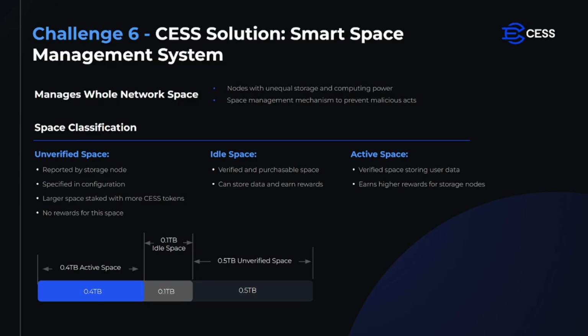The Smart Space Management System classifies storage space into three categories: unverified space, idle space, and active space. Unverified space is initially reported by the storage node and specified in the node's configuration. Nodes must stake 4,000 CESS tokens per terabyte of unverified space, but this space does not earn rewards until it is verified. Idle space is verified by the CESS network and is available for purchase by the users. Nodes can store users' data in this space and even earn rewards for doing so. Active space is a verified space that actively stores user data. Nodes earn higher rewards for storing data in active space.